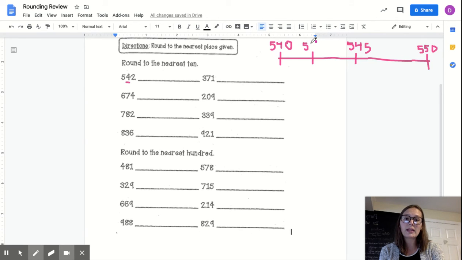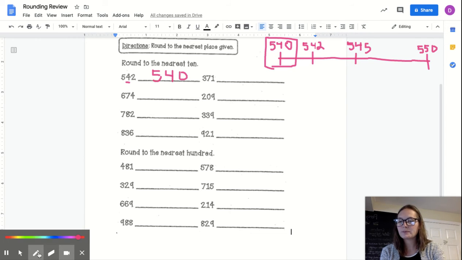So on my chart, 542 would go about right here, which means 542 is nearest this 10, 540. It's much closer to that 10 than this 10. Rounding to the nearest 10, 540. All right, let's do another one.